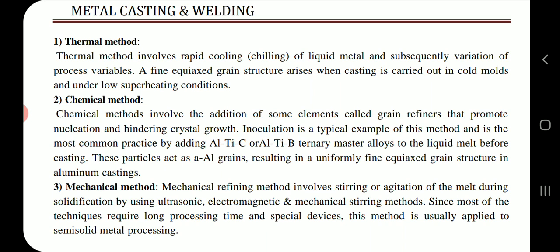Chemical method. Chemical methods involve the addition of some elements called grain refiners that promote nucleation and hinder crystal growth. Inoculation is a typical example of this method and is the most common practice, by adding aluminum, titanium, carbon ternary master alloys to the liquid metal before casting. These particles act as nuclei for aluminum grains, resulting in a uniformly fine equiaxed grain structure in aluminum castings.